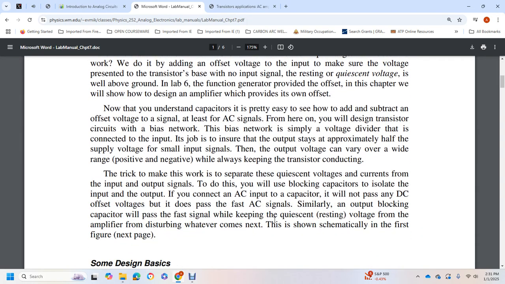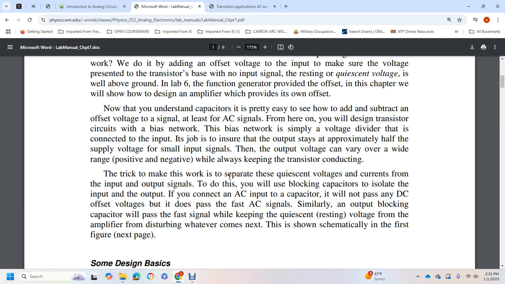Now, understanding capacitors makes it easier to add and subtract an offset voltage, at least for AC signals. Here we will design a transistor circuit with a bias network. The bias network is simple: a voltage divider connected to the input. Its job is to ensure the output stays approximately half the supply voltage for small input signals. The output voltage can then vary over a wide range, both positive and negative, which keeps the transistor conducting. The trick to make this work is to separate the quiescent voltage and current from the input and output voltage.